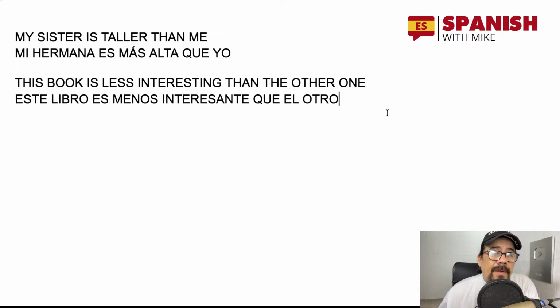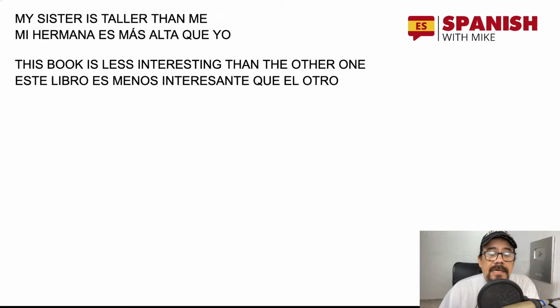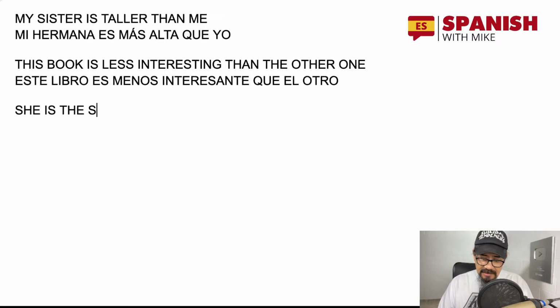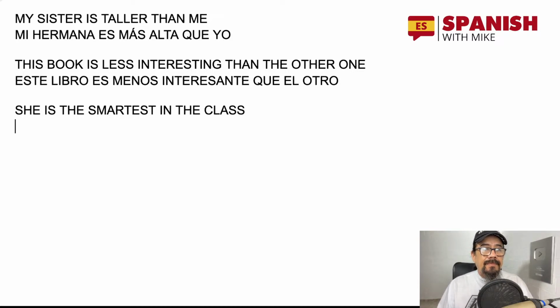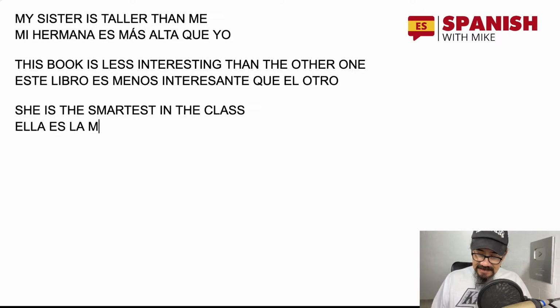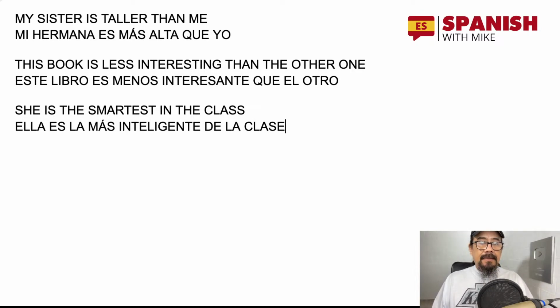These are comparative adjectives. And if I want to check superlative, that would be, she's the smartest in the class. Ella. She is. Ella es. The smartest. La más. Smart. Inteligente. In the class. De la clase.